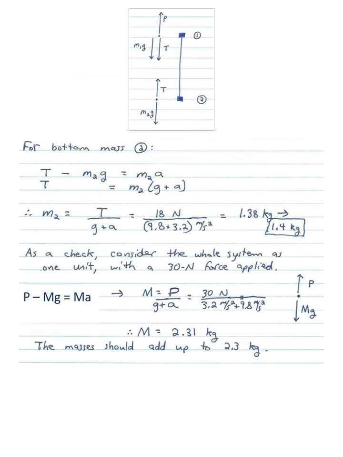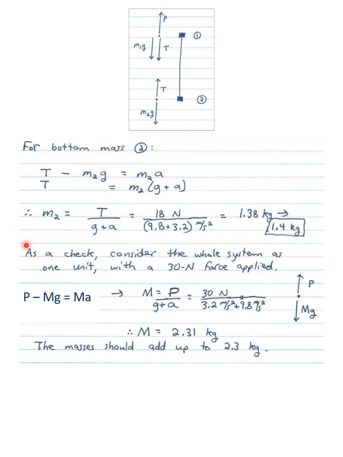Now, for the bottom mass, let's also do F equals ma. The tension upward minus m2g is m2a, so the tension is m2 times (g plus a). We'll solve for m2, that's T over (g plus a), plug in those values, and we get 1.38 kilograms, which I can round to 1.4 kilograms.